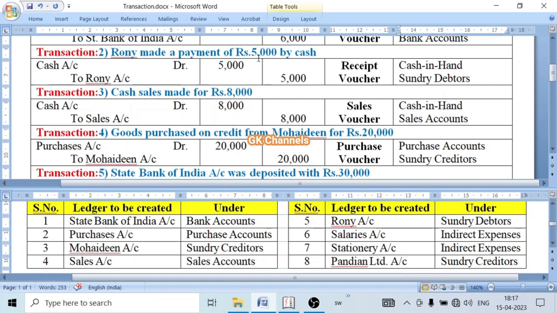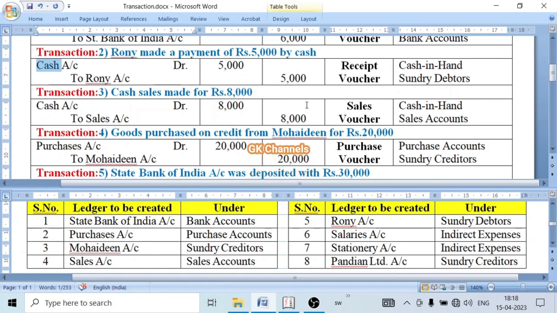Transaction 2, Roni made a payment of rupees 5,000 by cash. So for this, cash account debit, Roni account credit, receipt voucher. We are receiving cash. 5,000 is received by the company. So for this, we need to create Roni account under sundry debtors. Cash account is already created. It is a predefined ledger in the tally.